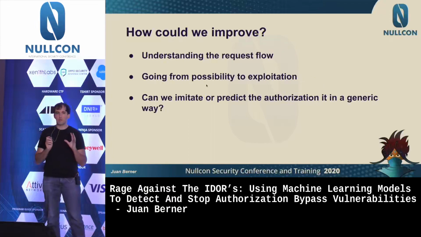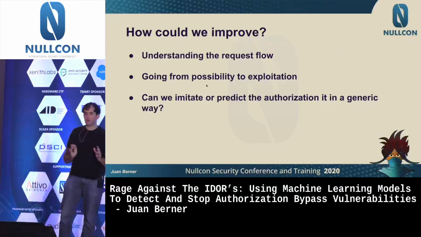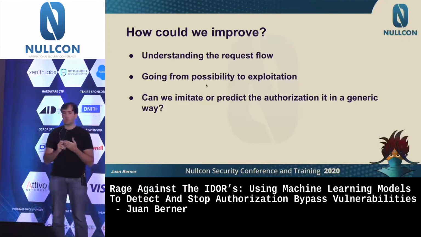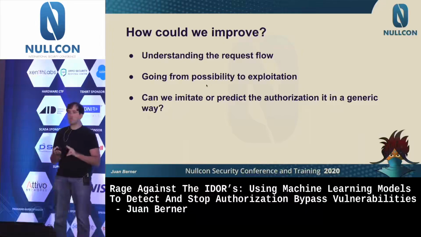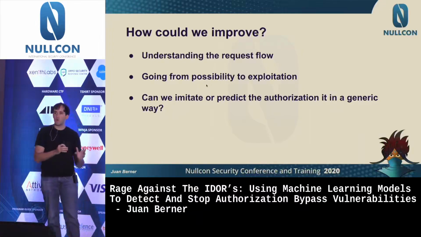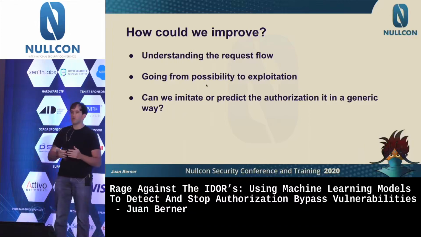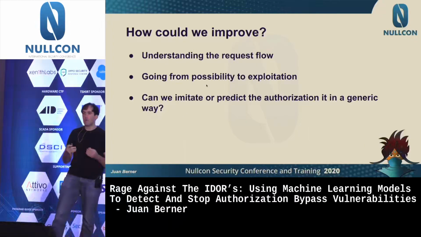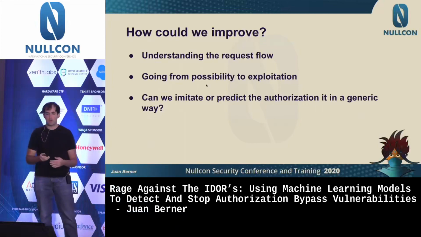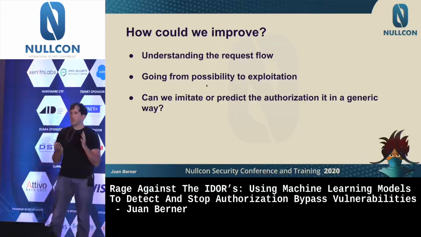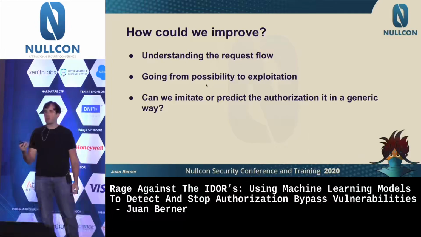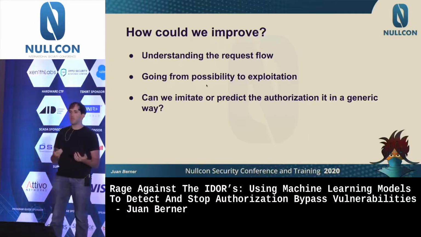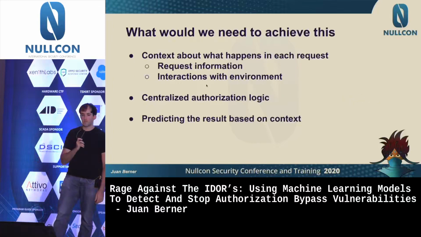So here, it's the question of how can we improve from this current situation. For one, we can really understand the request flow, what's going on in each request. We can try to go from the possibility of exploitation that most current detection tools do to actual exploitation attempts. So we actually know and we alert someone when we have a vulnerability being exploited. And in this way, we could try to either imitate or predict what the authorization is doing, but in a generic way. So you don't need to hard-code it or change it every time the application changes.